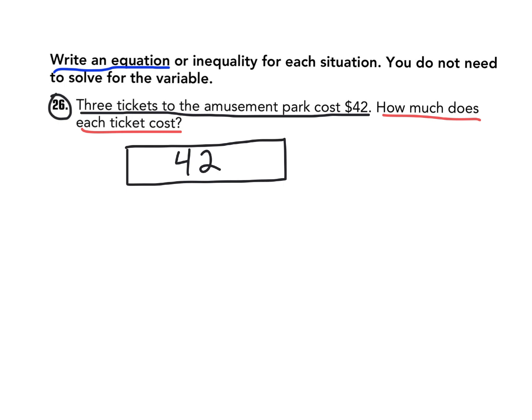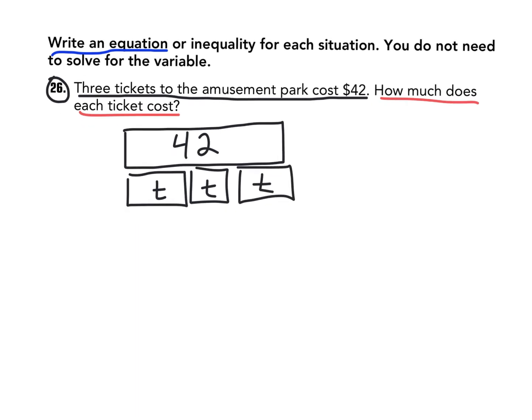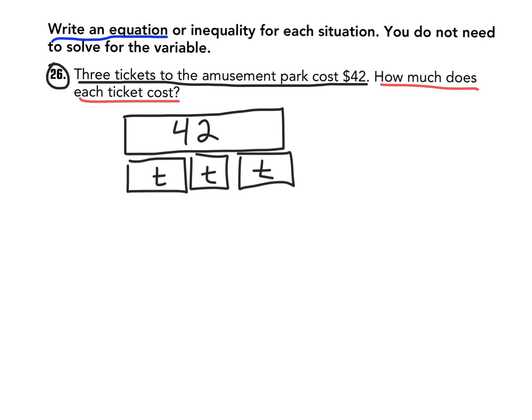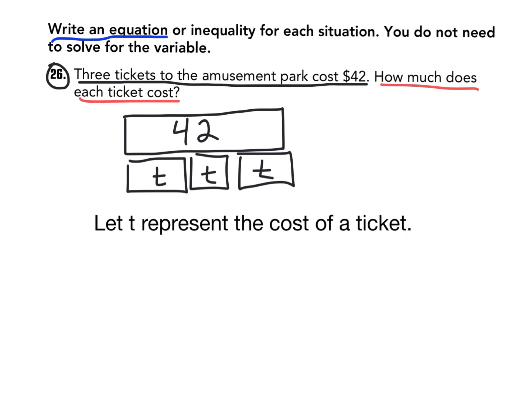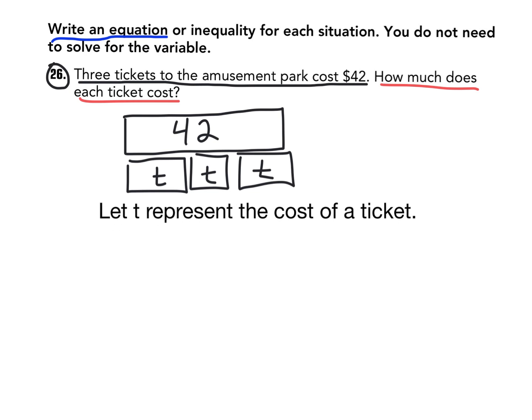$42 is our total. And we have 3 tickets. Imagine these are all the same size. I know they're not exactly the same with how I've drawn them, but basically we have 3 tickets. If we let T represent the cost of a ticket, or a ticket to the amusement park if you want to be more specific, then 3 times the cost of 1 ticket is equal to $42 total.